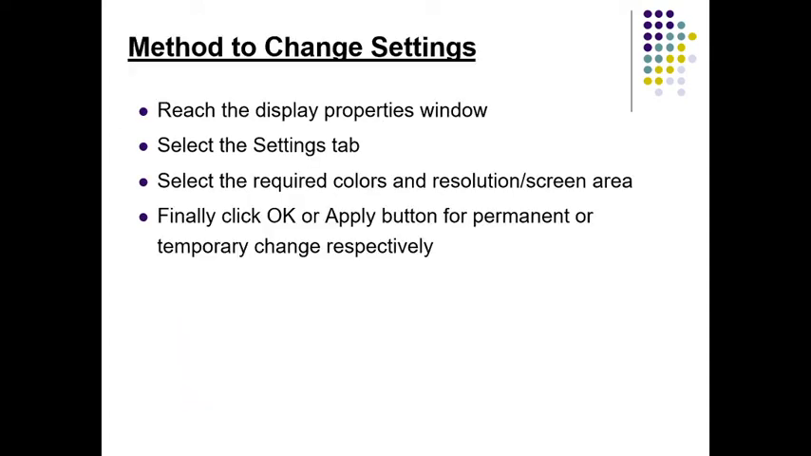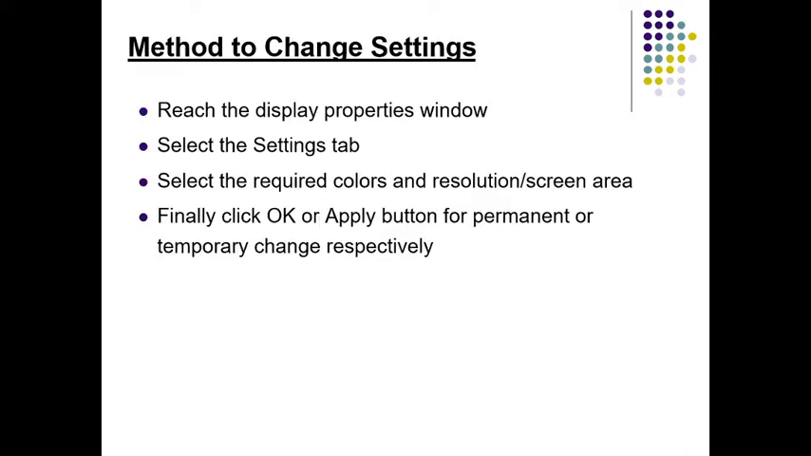Next display property is to change settings, method to change settings. Reach the display properties window again, first step. Second step, select the settings tab. Third step, select the required colors and resolutions, screen area. Fourth step, finally click OK or apply button for permanent or temporary change respectively.